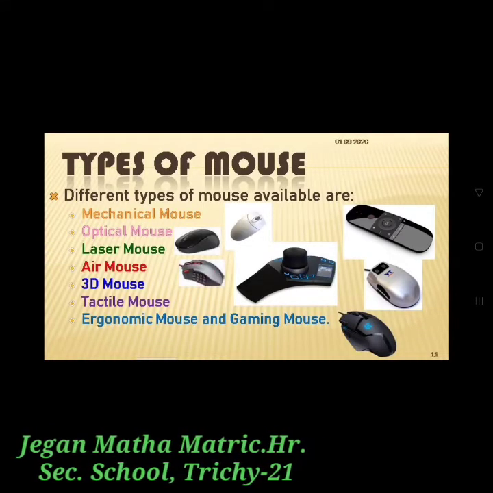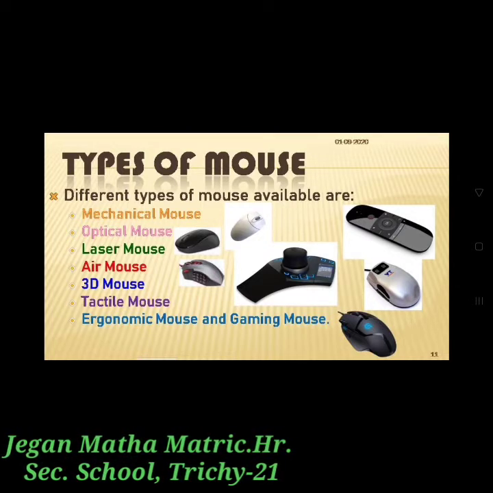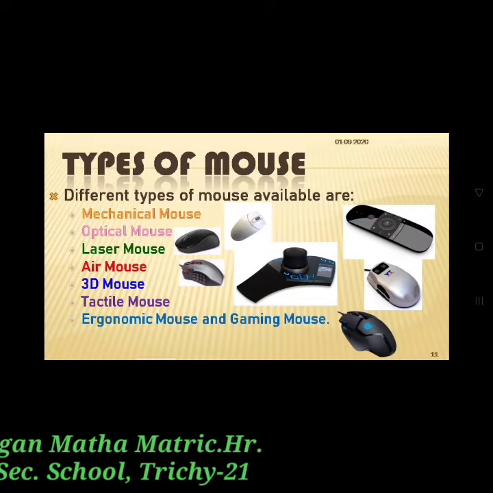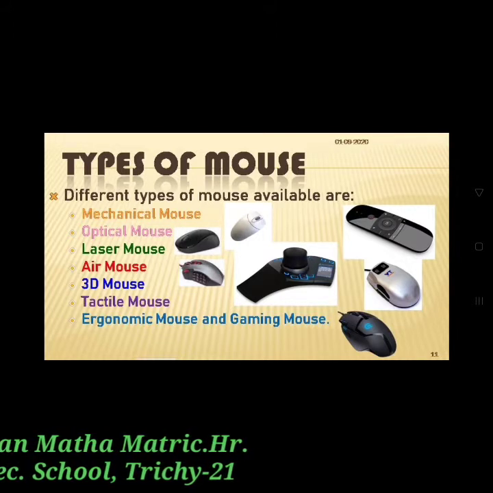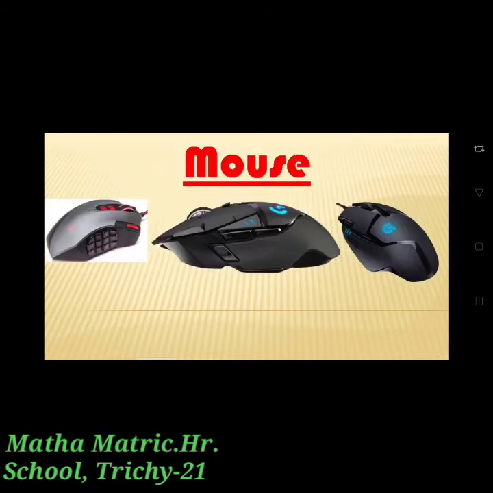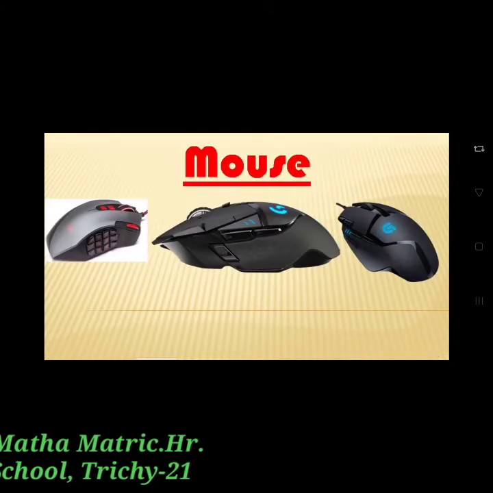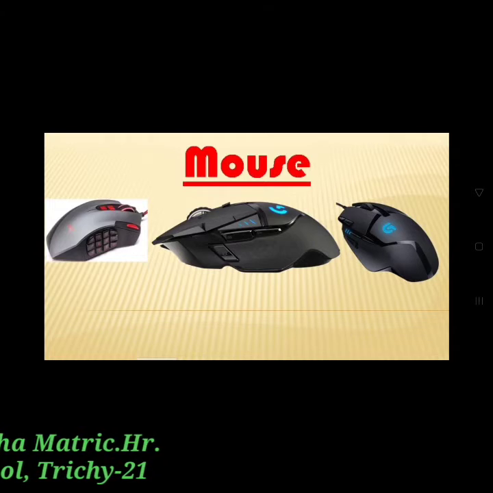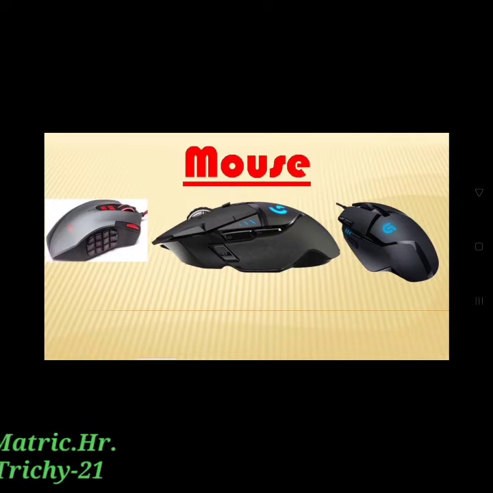Different types of mouse are available: mechanical mouse, optical mouse, laser mouse, air mouse, 3D mouse, tactile mouse, ergonomic mouse and gaming mouse. The mouse was invented and developed by Douglas Engelbart with the assistance of Bill English during the 1960s, and it was patented on November 17, 1970.